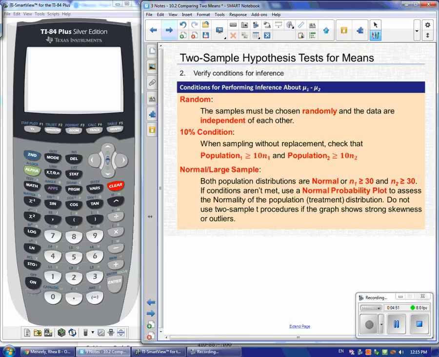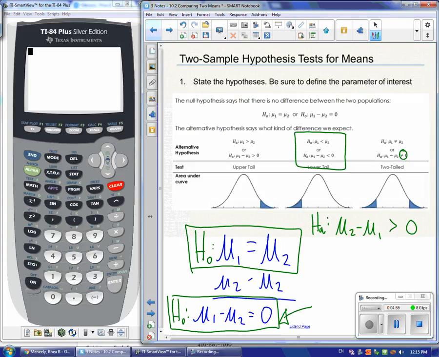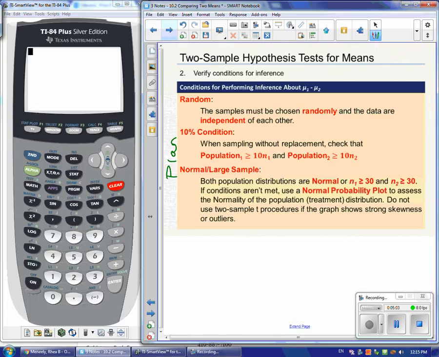Okay, the second step obviously is to verify our conditions. This is the planning phase. Sorry, the last stage was the state. Okay, and then we move to our planning phase, and this is where we verify all the conditions. And we still have the same conditions that we've always had. Our samples must be random. Our populations must be at least 10 times the size of our samples.